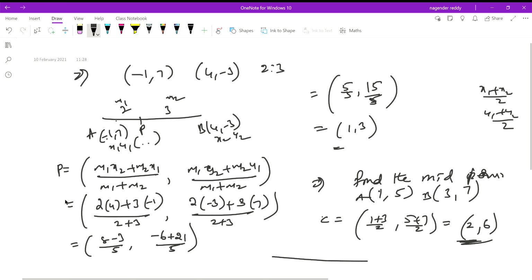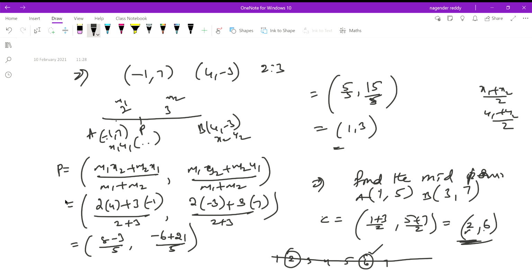Listen here. Suppose a number line 1, 2, 3, 4, 5, 6, 7. It is asking the mid value of 1 and 3. The mid value of 1 and 3 is 2. We got the answer 2. And the mid value of 5 and 7 is 6. We got the answer. Simple technique. Here there is a mid value. You can use this for everyone.